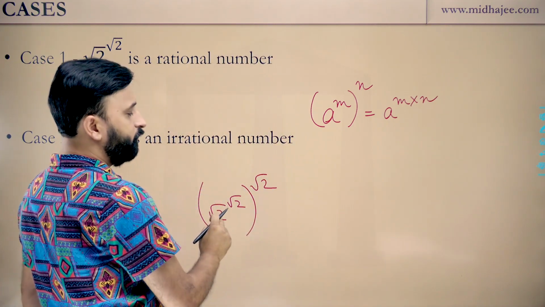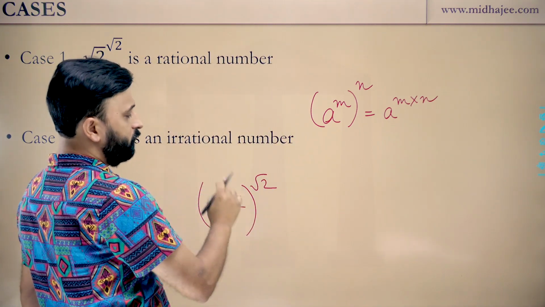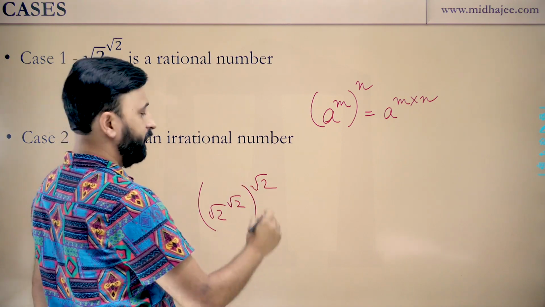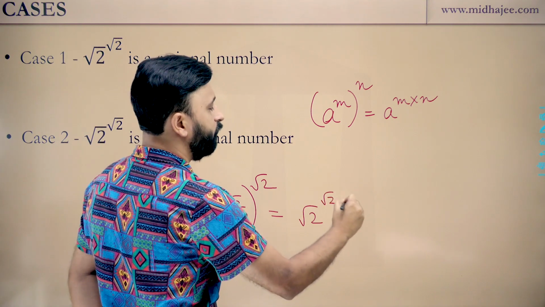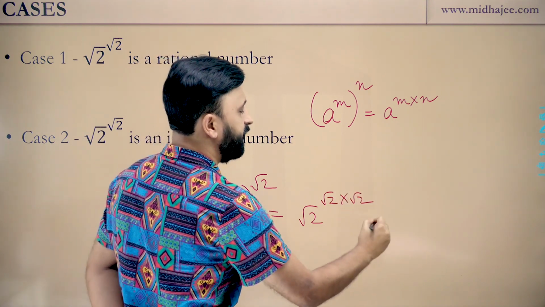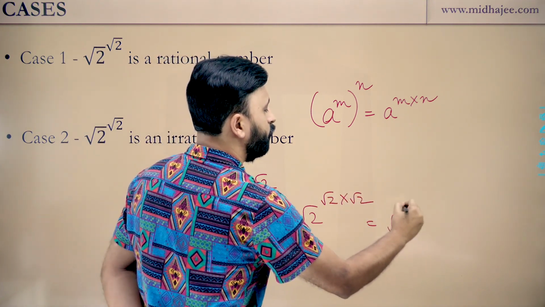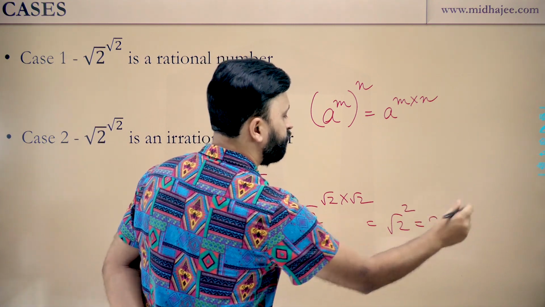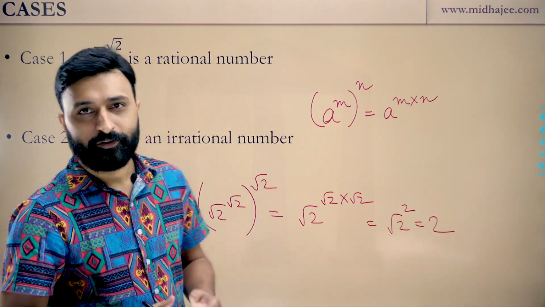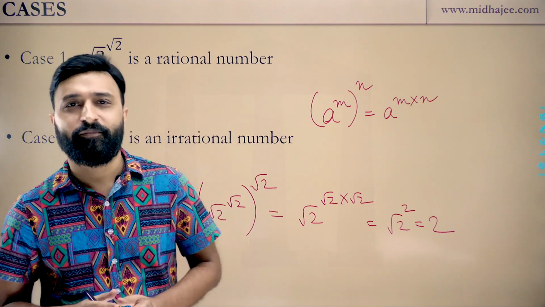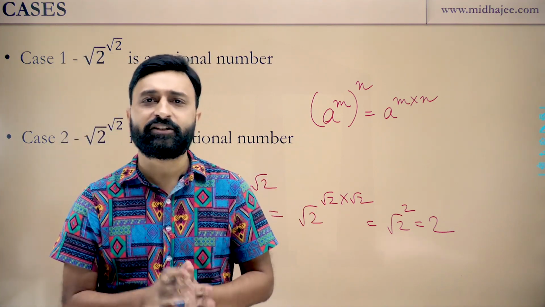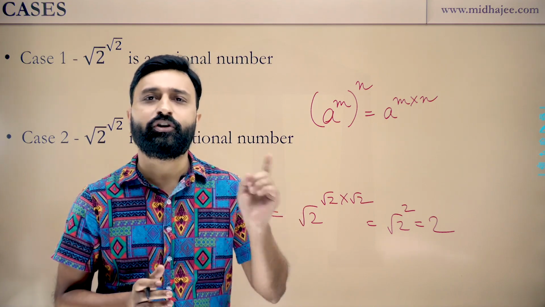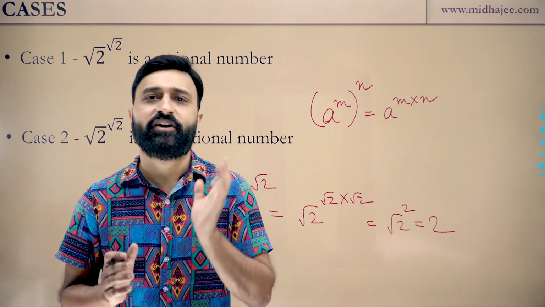We get square root of 2 to the power square root of 2, whole raised to the power square root of 2, is equal to square root of 2 raised to the power square root of 2 times square root of 2, which is nothing but square root of 2 whole square, which is 2. So 2 is a rational number. So we have proved that this is possible. There can exist two irrational numbers such that irrational to the power irrational is a rational number.